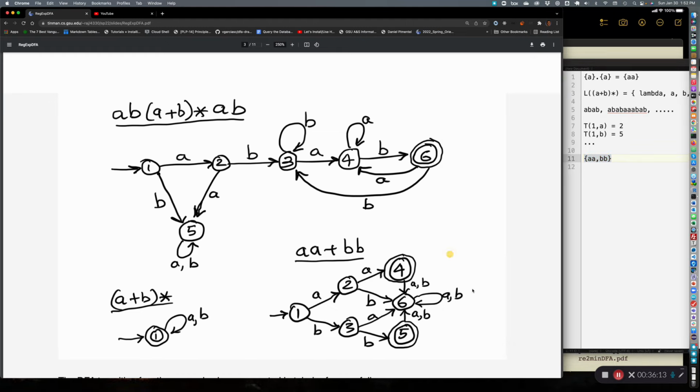Only two strings, okay? So let's see how we can design a DFA which will accept only those two strings and reject everything else. Exactly those two strings it must accept.